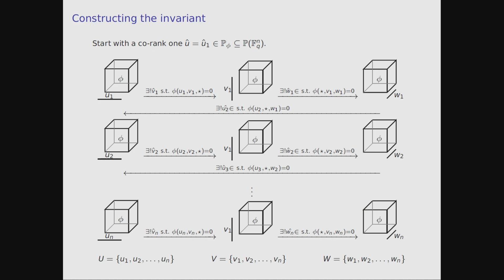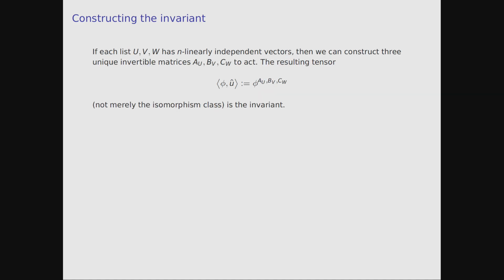So if I were super lucky and none of these were singular, so they're all invertible, I can just write these sets of n vectors as square matrices, right? So starting from U, I've determined 3 square matrices. So all I do is I act on phi by that triple, and I get my invariant.